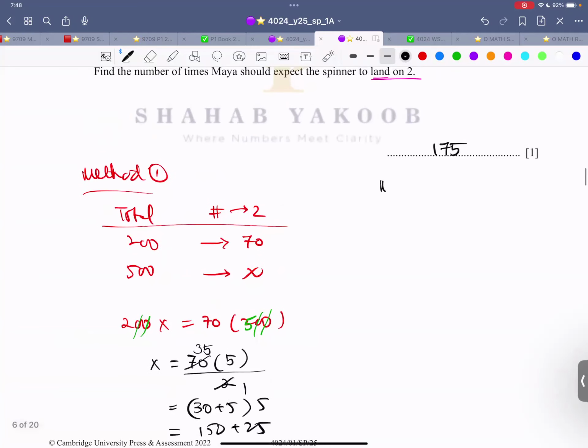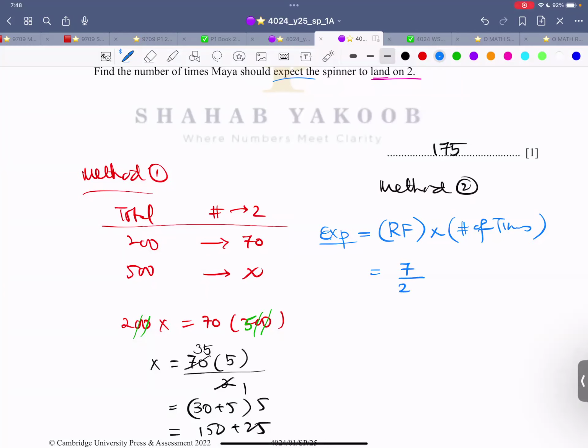That's one method. Method 2: just take the relative frequency and multiply it with the number of times. That should give me the expected value. They would write expectation. This you study in A-level maths also. So let me just make it higher. So this is 7 over 20 into 500. Basically, it's the same thing. You cancel off the 0, and 2 ones are 2, 25s are 25, into 7 is 175. Again, you get the same answer as over here.